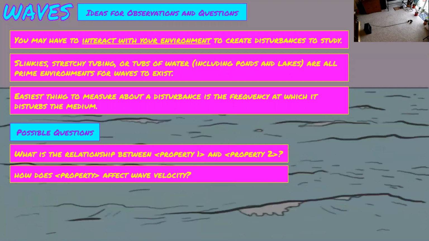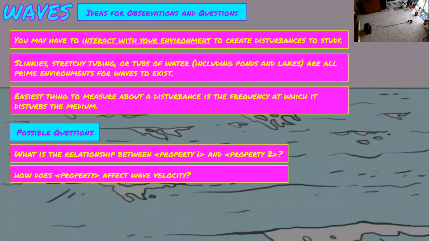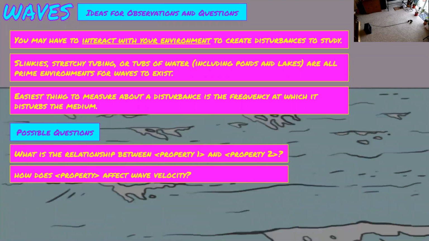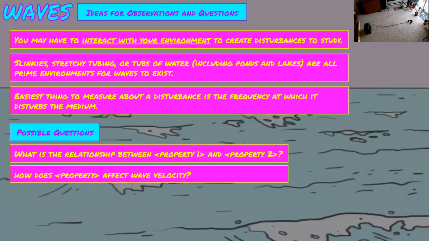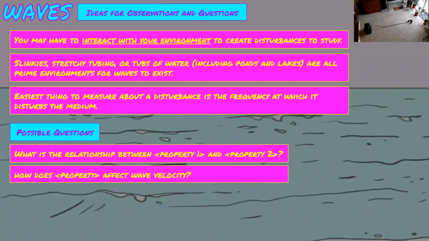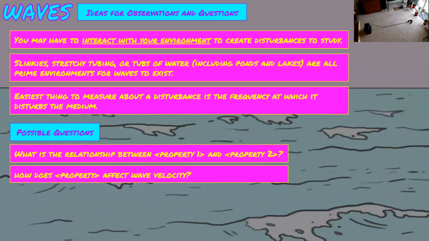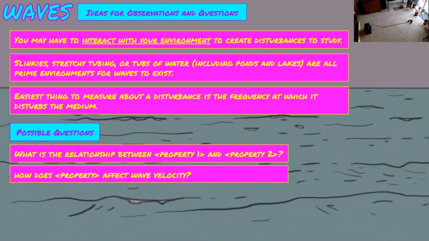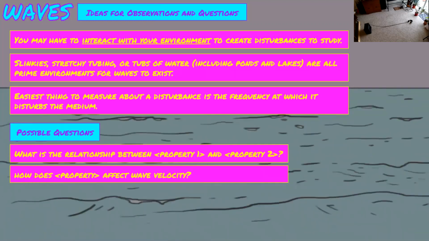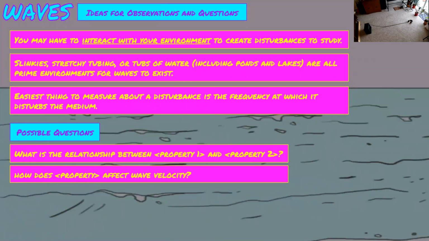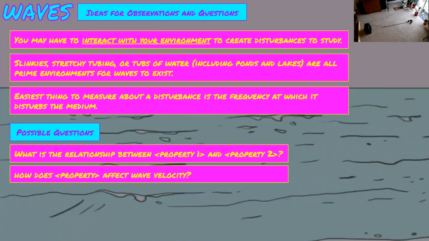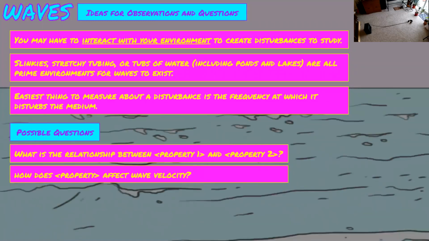So let's talk about some ideas for observations and some questions you could ask to inform your lab. The first tip for you is that you may have to interact with your environment to create disturbances to study. My headphone cable down there, if I just leave it there, it's not going to create any waves. I had to go interact with it to study the waves. Slinkies, stretchy tubing, or tubs of water, including ponds and lakes, are all really good places for waves to exist. Think about geese swimming on a pond or disturbing water waves, something like that.